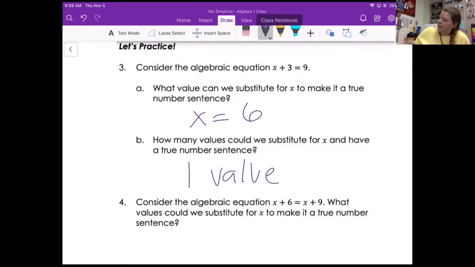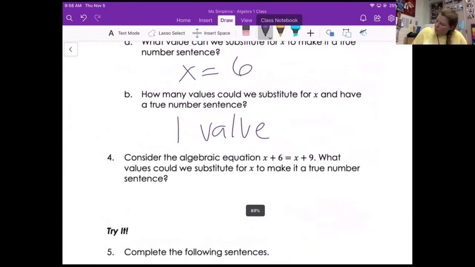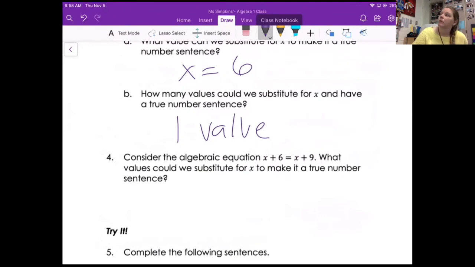x plus 6 equals x plus 9. What number would make that true? And keep in mind that those x's have to be the same thing because they're the same variable. So what number could we add 6 to equal the same thing that we're going to add 9 to? No guess is a bad one. -3. Okay, so let's try it.